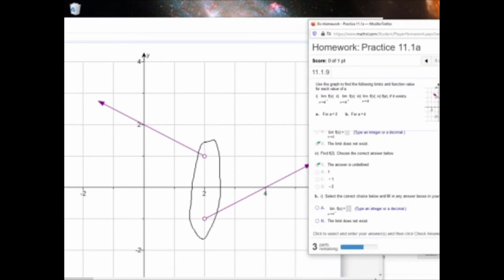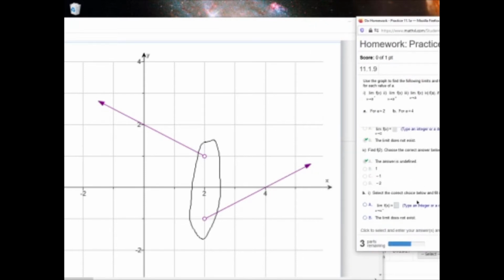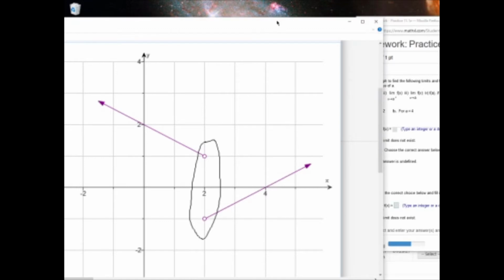Let's check out the next one. I have not completed something. Oh, I guess there's another part. All right. Select the correct choice. So now we have the limit as, oh, I see. We got to do 4 questions for A and B. All right, I got you.